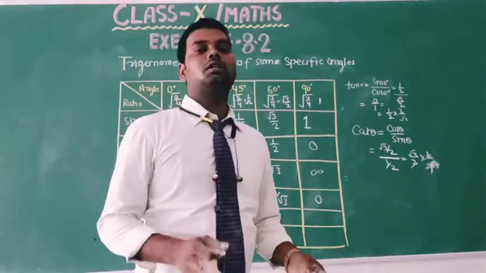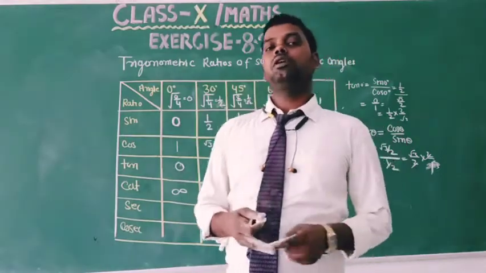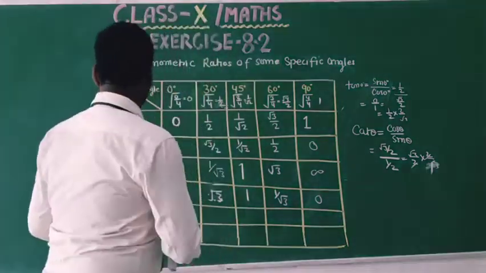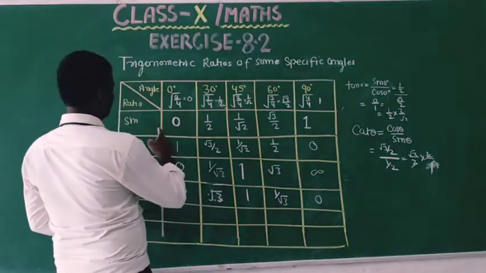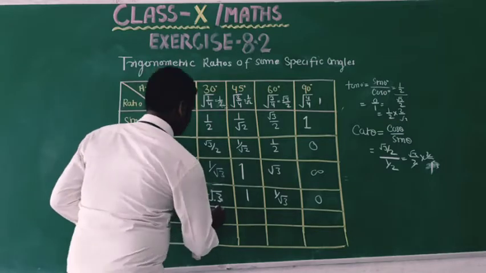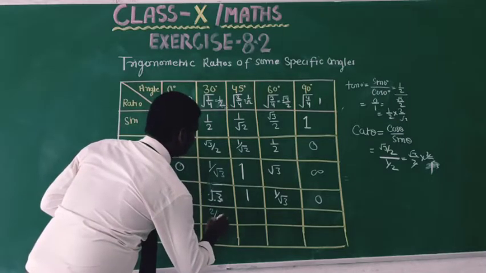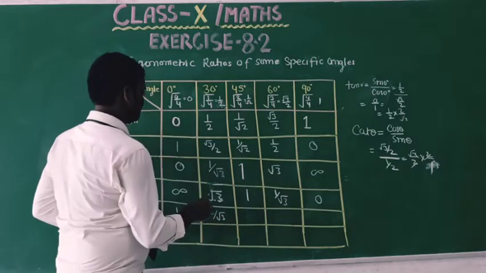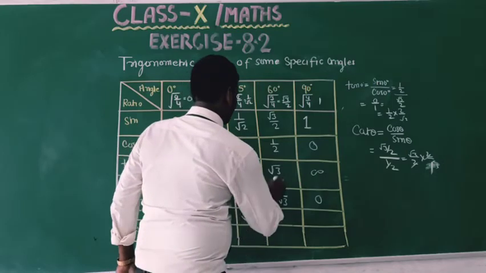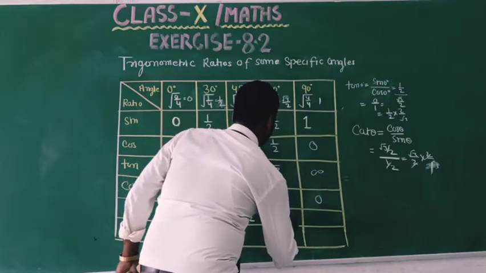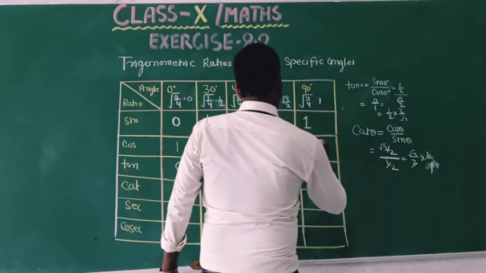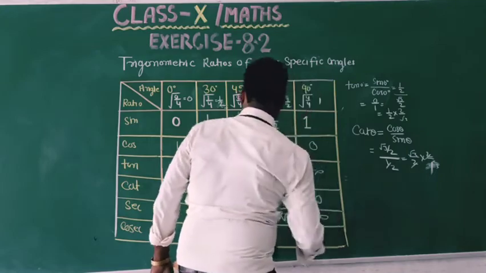Now we remember the reciprocal relation, sec theta equal to 1 upon cos theta. So the value of sec theta is the reciprocal of cos: this is 1, this is 2 by root 3, root 2, 2, and this is infinite.